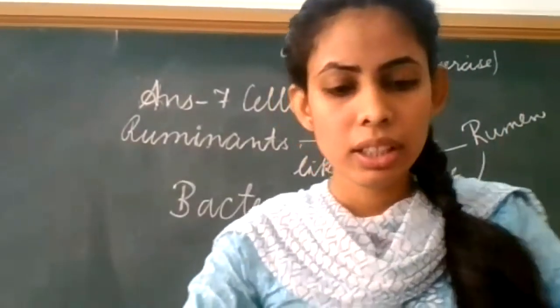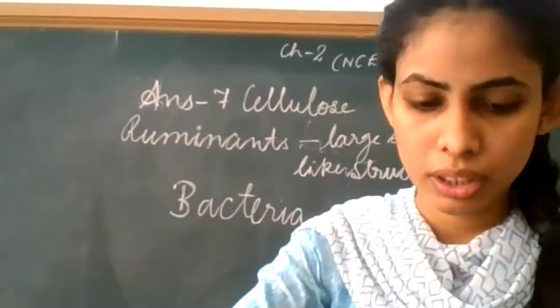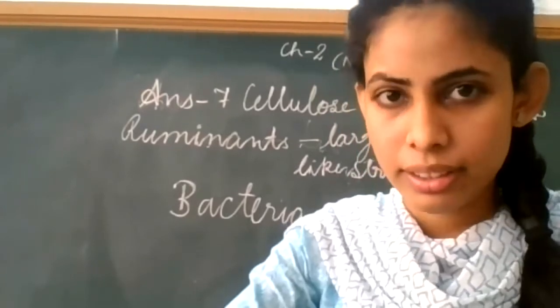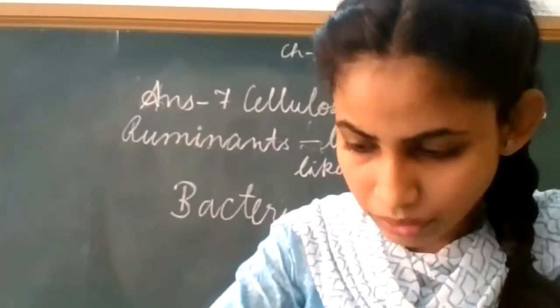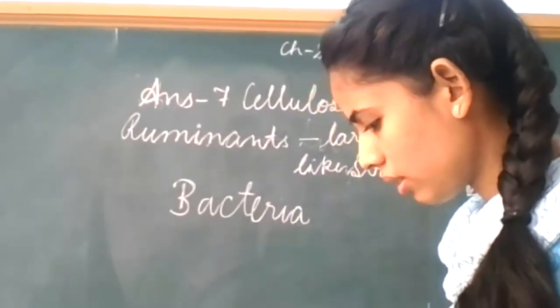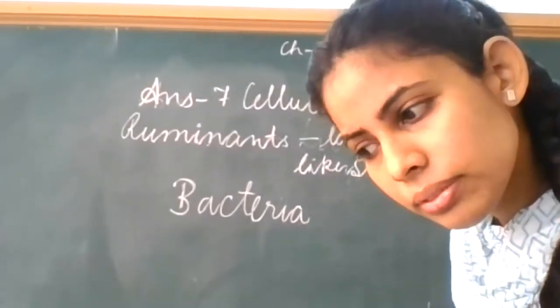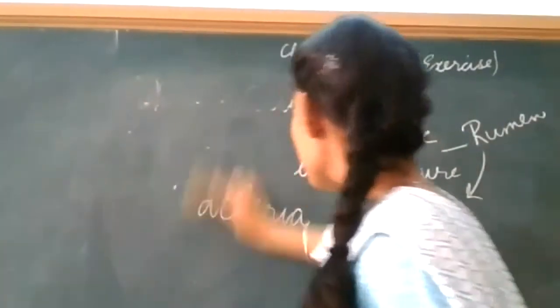Next, Aparna, read the question number 8. Why do we get instant energy from glucose? Yes. Answer is we get instant energy from glucose because it does not need to be digested and it is directly absorbed in the blood. Okay, I will tell you its more appropriate answer that is easy for you also.